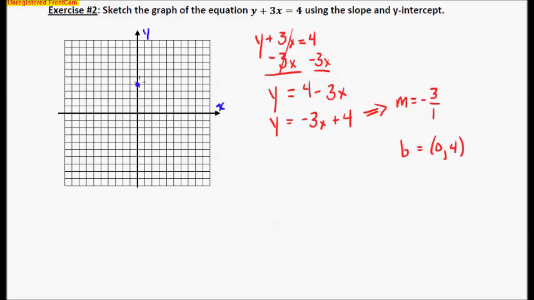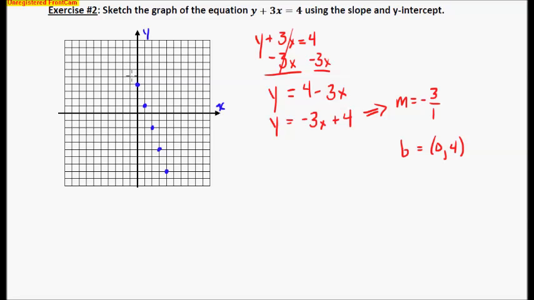And then I'm going to use my slope, which is -3 over 1. That means down 3, to the right 1. So I'm going to go down 3, to the right 1. Down 3, to the right 1. And look at how easy that is. I'm getting points that all line up.